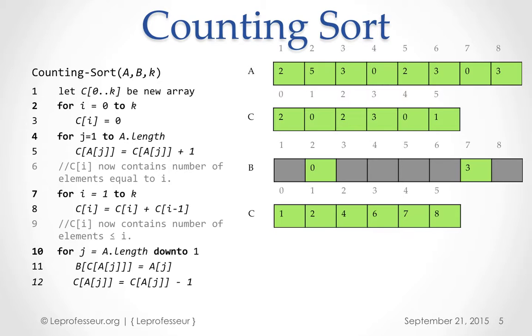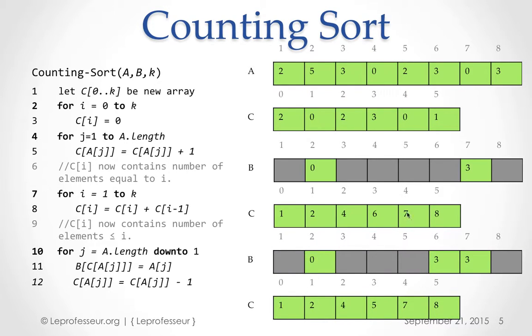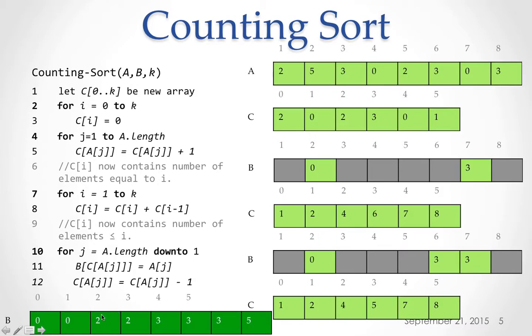Let's take one more step further, and we got 3 at position number 6. In the same way, in the end you will get the sorted array B, which is shown here: 0 0 2 2 3 3 3 5. Isn't it very simple? It's a very simple algorithm.